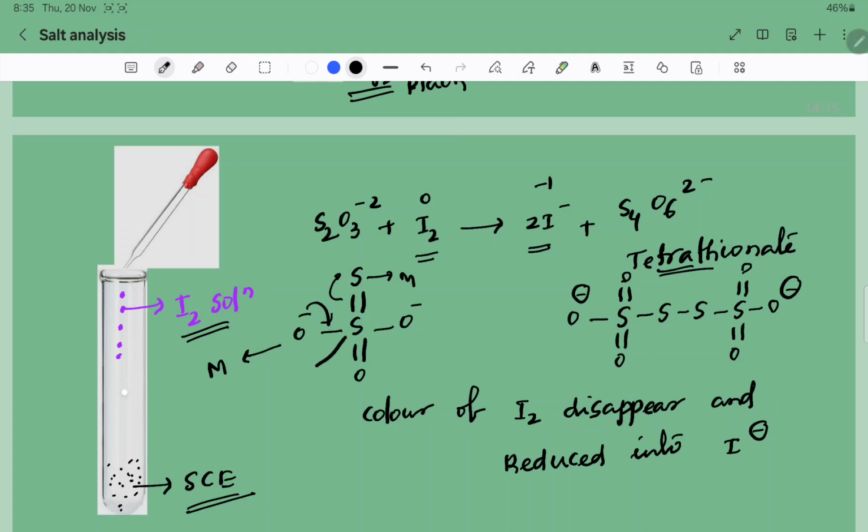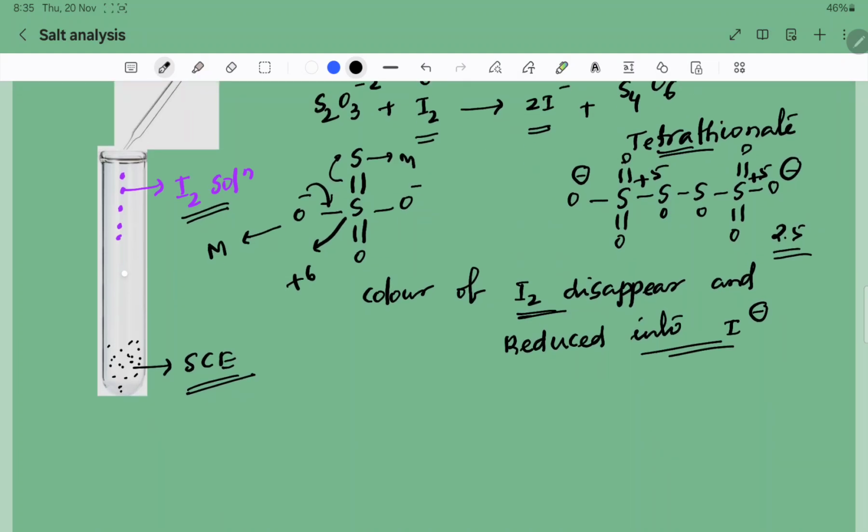And here the sulfur oxidation number is, student, here +6. Sodium tetrathionate, student. So this is the structure. S-S bonds are present. The middle sulfur oxidation numbers are 0. Here the sulfur oxidation number is +5. Here the sulfur oxidation number is +5. The average oxidation number is, student, 2.5. So the color of I2 disappears as it is reduced into I minus, student.